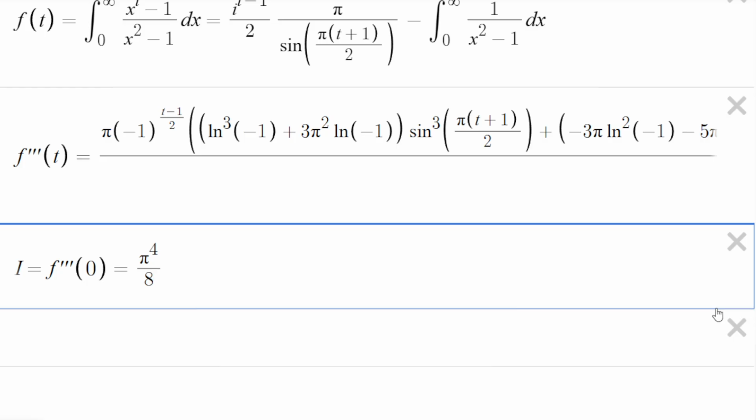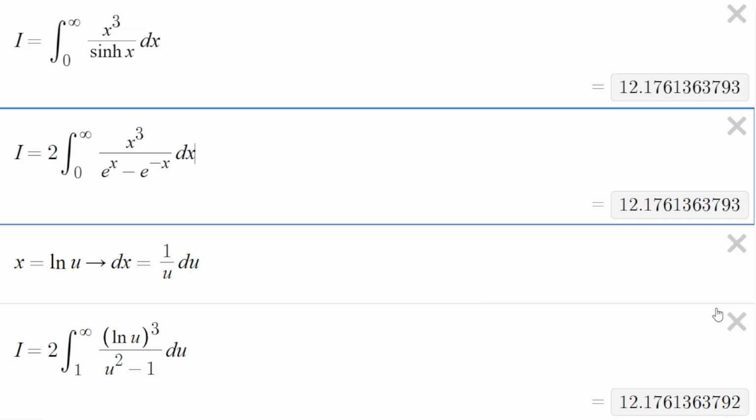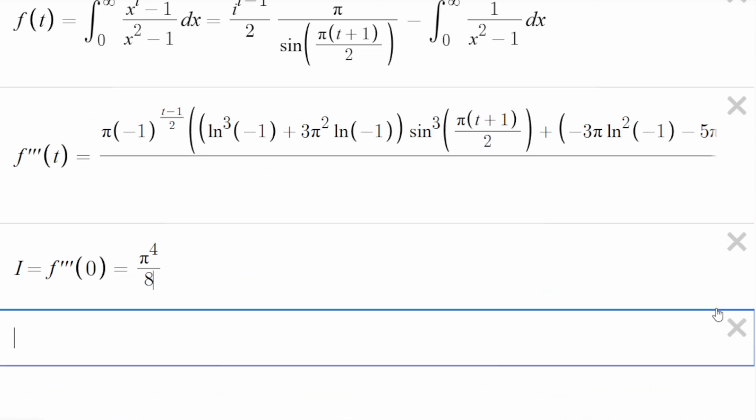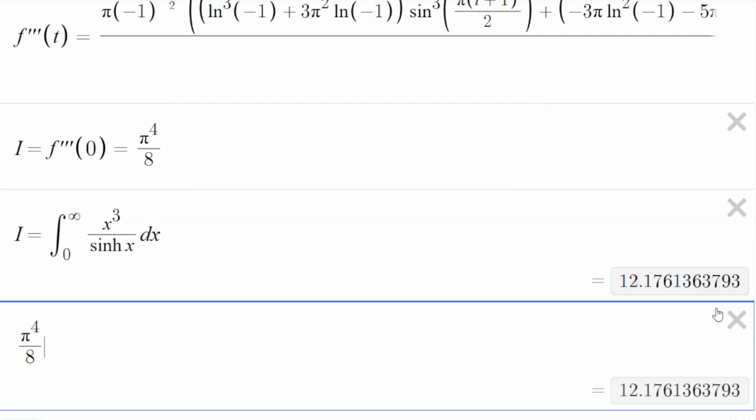And just to finish it up, let's go all the way up to the top to find our original integral. Put it here, and then right underneath it, put that there, and that is the answer.